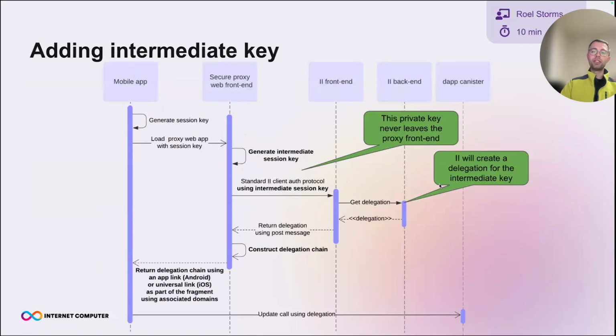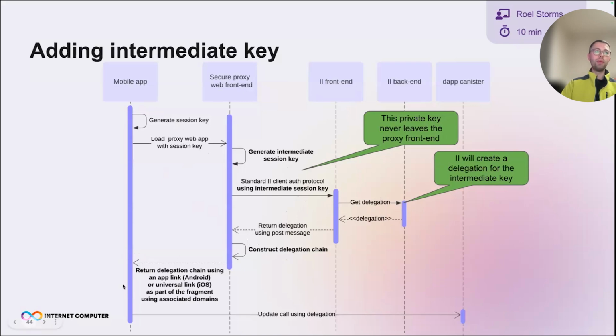But even if this delegation were to leak to the attacker, it's useless because the attacker has the delegation, but only his own session key. And this delegation delegates from the II user key to the intermediate key. So you would need that intermediate session key to make any signed requests to the internet computer. Of course, this also means that our legitimate mobile application cannot use the delegation. So what does the proxy have to do? It needs to construct the full chain from the II user key to the session key on the mobile application. And it can do so, and it can return it back to the mobile application.